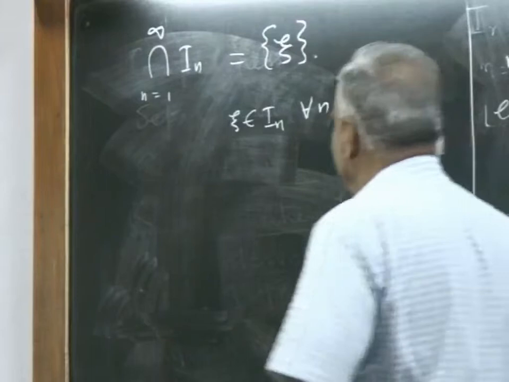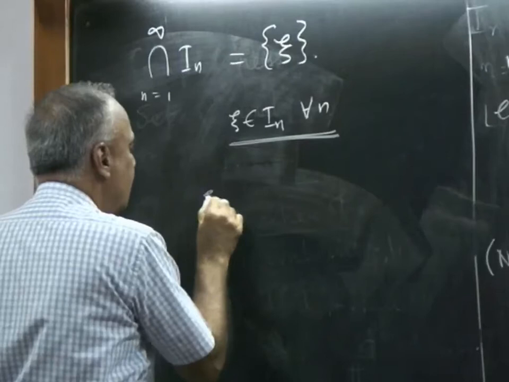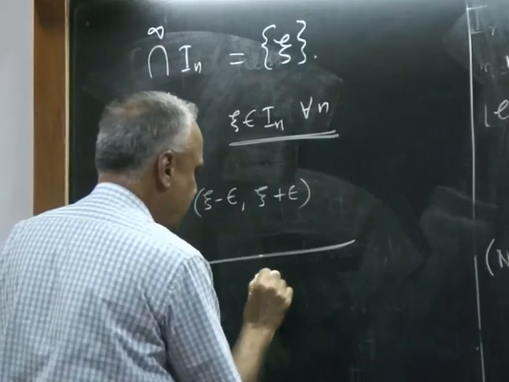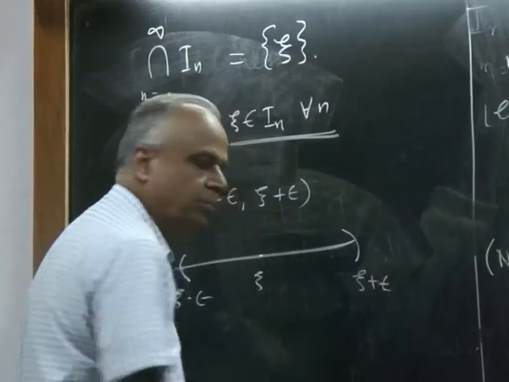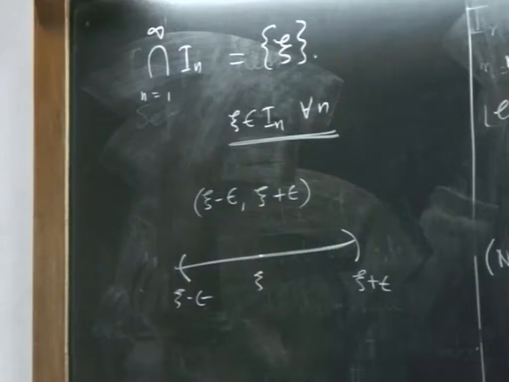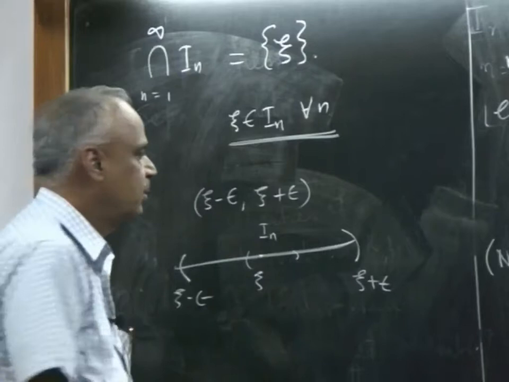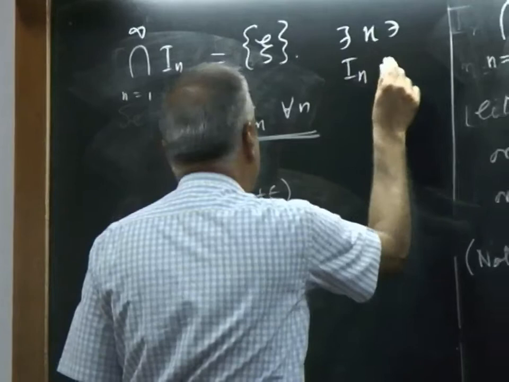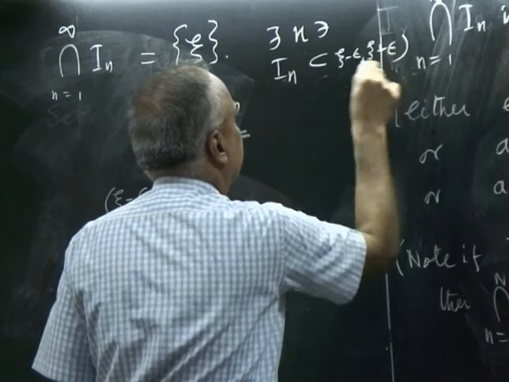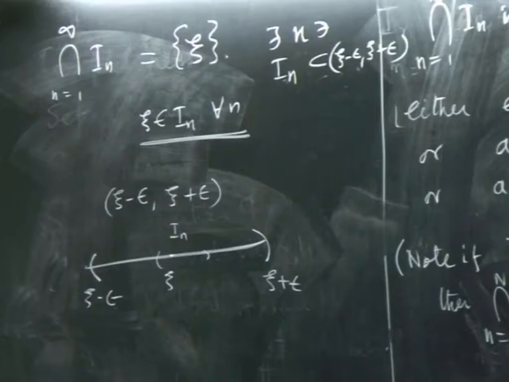Okay, let me put it this way. Now look at, for any epsilon, that interval. Here is xi, look at xi minus epsilon, and look at xi plus epsilon. So, xi is in In for every n, and In's length can be made as small as possible. I can make the length of the In so small that they come inside this interval. So, there exists an n such that In is contained in it.